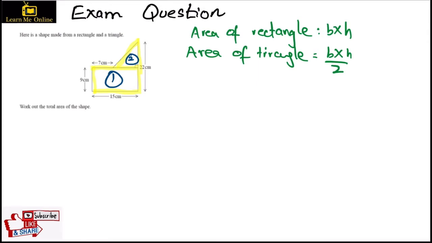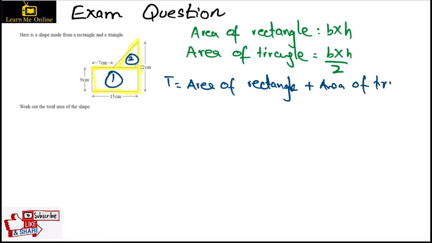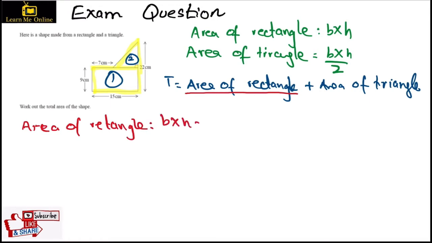To find the total area, we do the area of the rectangle and then add the area of the triangle. To begin with, we find the area of the rectangle. The area of the rectangle is base times height. The base is 15 and the height is 9. When you multiply base times height, you get 135, so the area of the rectangle is 135 centimeters squared.